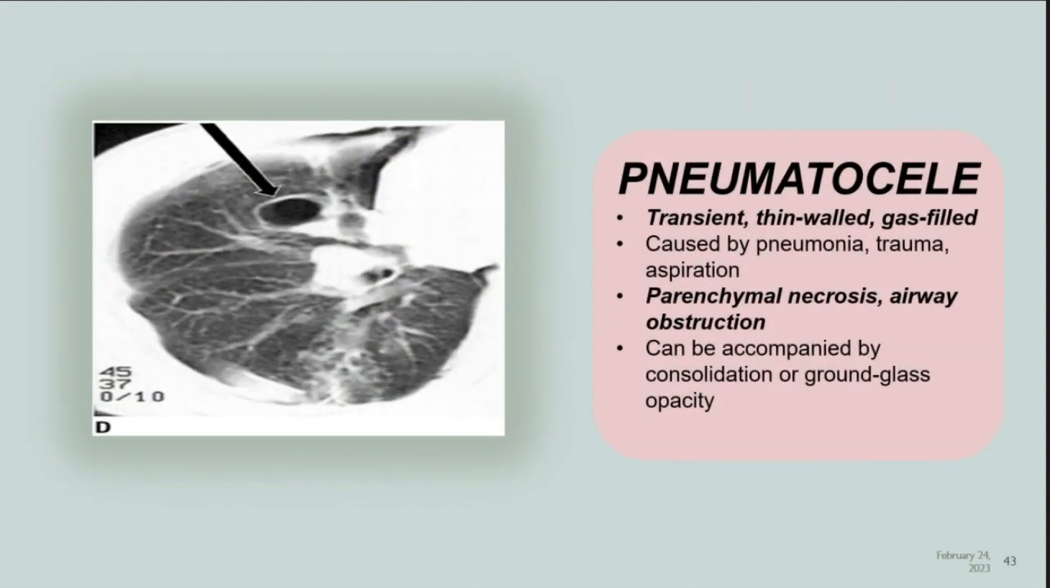A pneumatocyst is a transient thin-walled gas-filled lesion, usually caused by pneumonia, trauma, or aspiration of hydrocarbon fluid. The mechanism underlying their formation is believed to be a combination of parenchymal necrosis and check valve airway obstruction. Pneumatocysts can be accompanied by adjacent consolidation or ground glass opacity as a result of recent pneumonia. Pneumatocysts appear transiently following recent pneumonia or trauma, which is an important distinguishing feature from cysts.